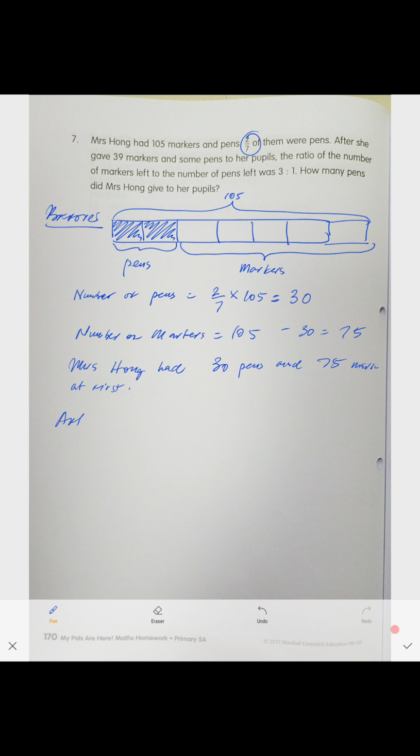What happened after? After, we had a ratio. She gave 39 markers and some pens to her pupils. We're going to figure it out. And the ratio of the number of markers left to the pens left was 3:1. So markers left and pens left, ratio is 3:1.